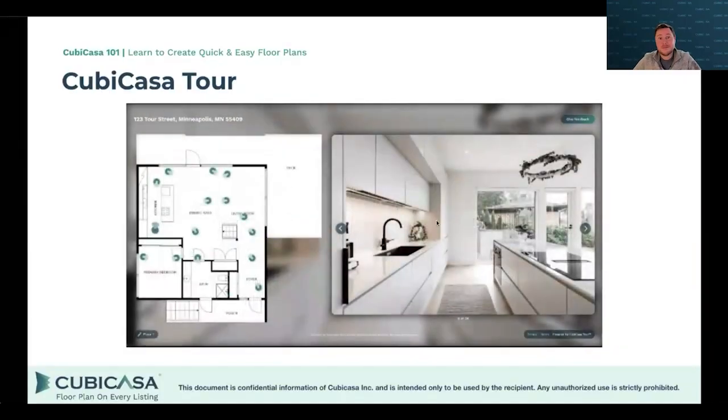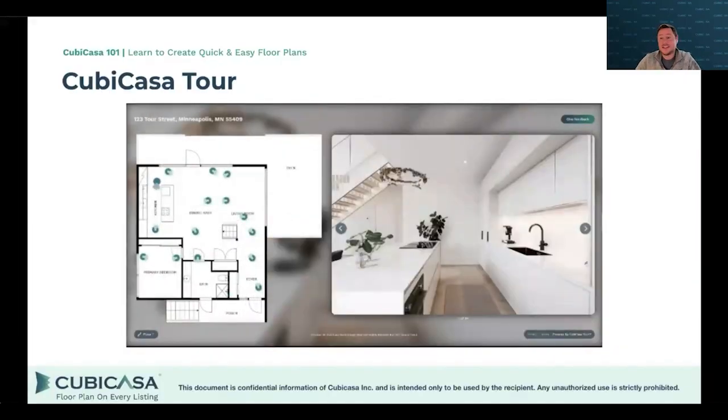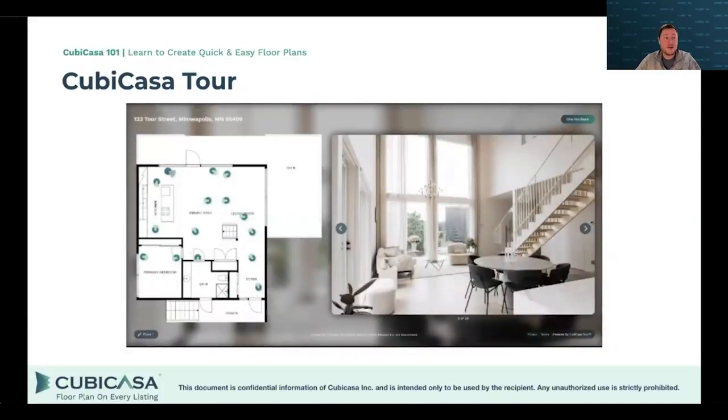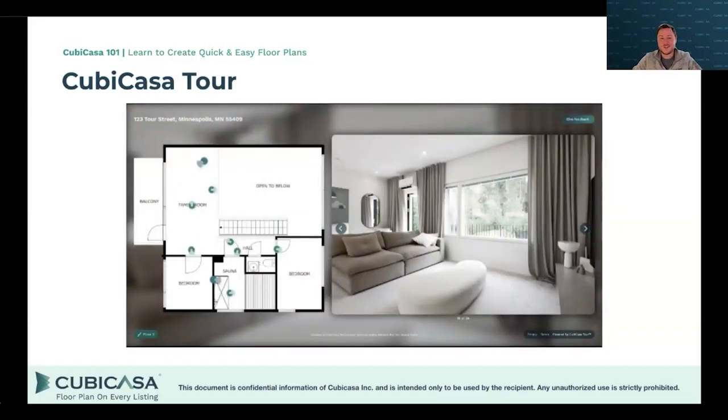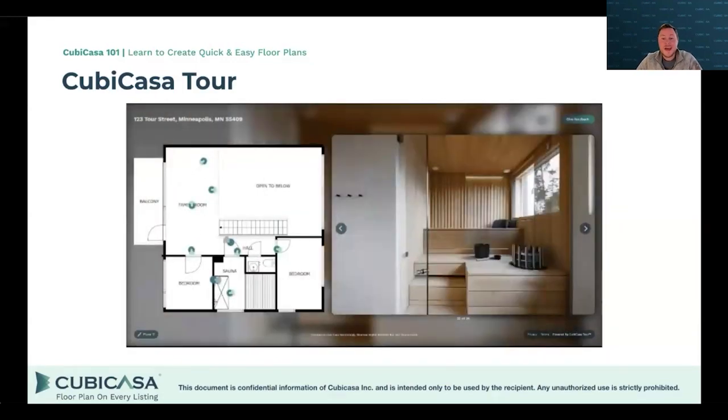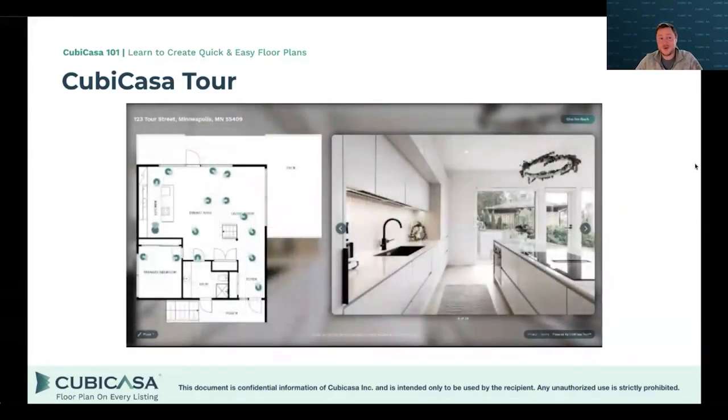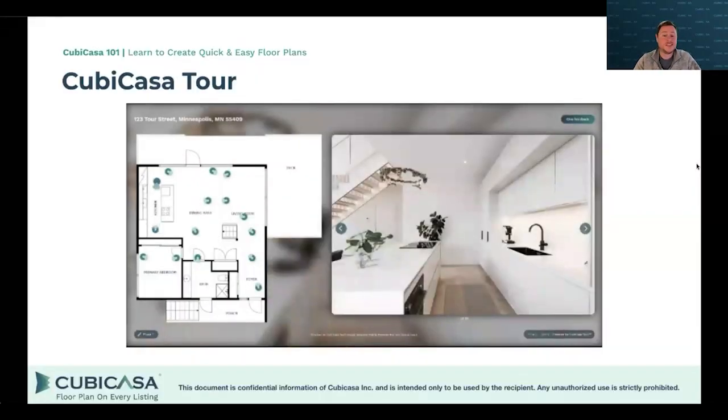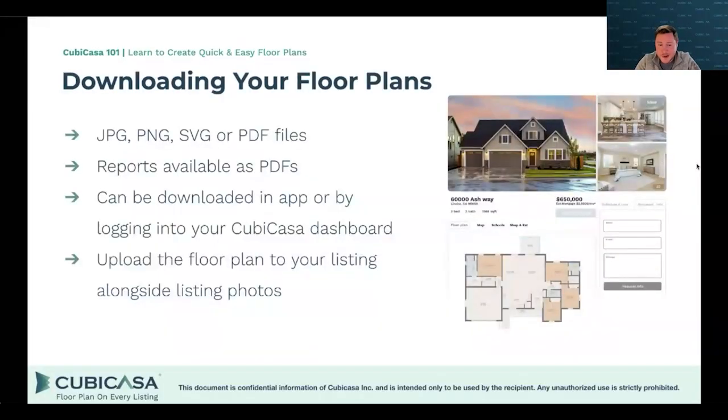So now that you have completed your scan, you've selected the different types of floor plans you want, maybe now you've created your CubiCasa Tour for that listing. The last step is to download your floor plans, add them to the listing, and share them with your clients from there. The actual floor plan images can be downloaded as either JPEG or PNG files. You can use these to upload directly into the listing itself alongside the rest of your photos, or of course, just send right to your clients.